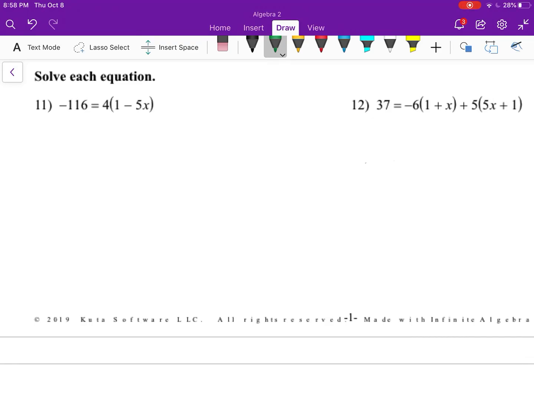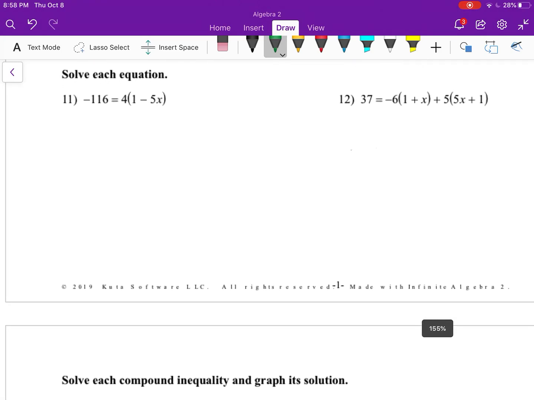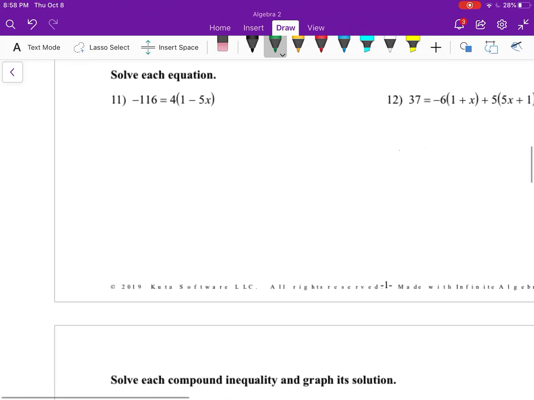The next section involves solving equations. I actually deleted 2 of the questions right now just so we have room. So we'll do these 2 and then we'll take a look at the next 2. So solving equations, we're solving for a variable. We want to simplify each side first.